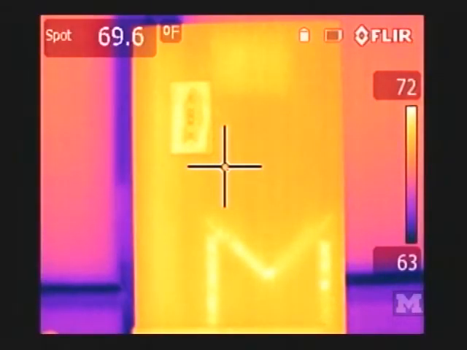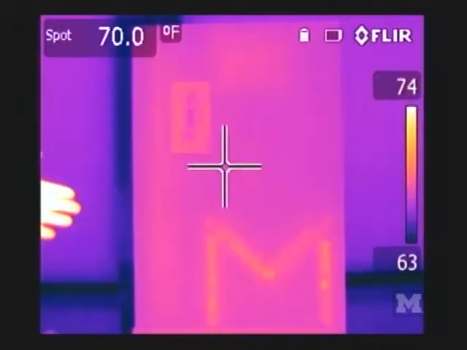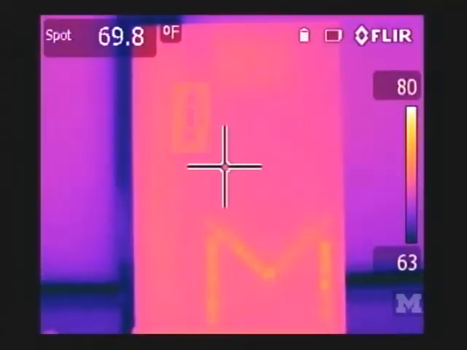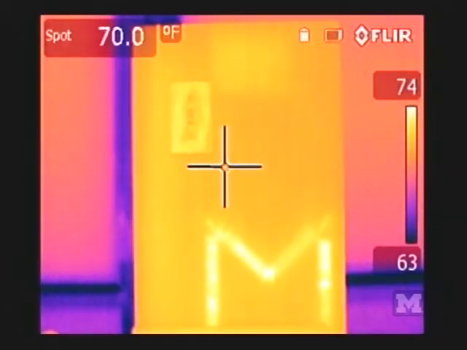And we can see that there's actually a Michigan M getting hot behind the wall, even though we can't see anything with our bare eyes when we just look at the front of the wall.